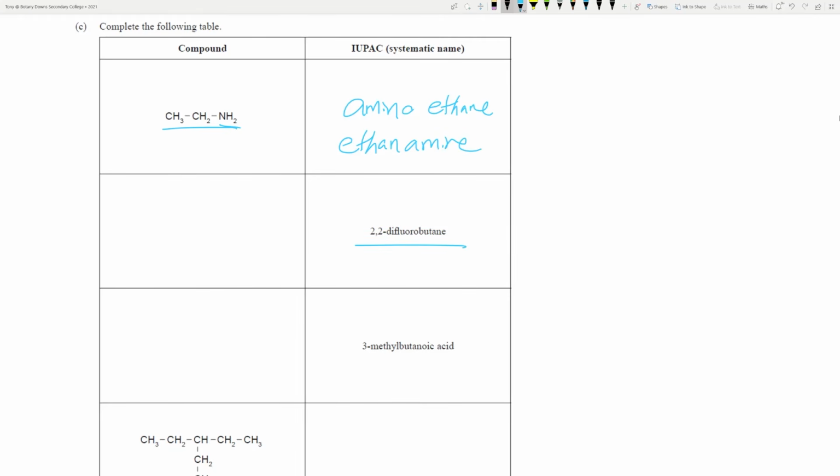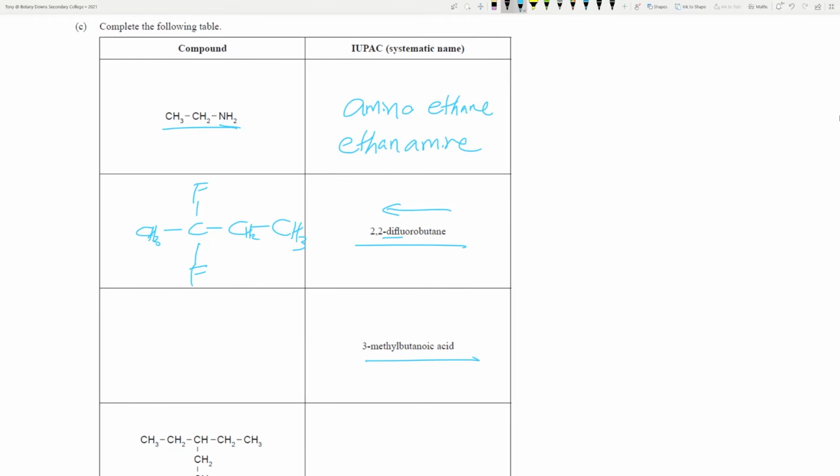2,2-difluorobutane. Now with the naming, always go backwards. So start this way, from the right. 4 carbons, butane, difluoro. So we got 2 F's. Where are they? On the second carbon, 1, 2. And then make sure that every single carbon has got 4 bonds.